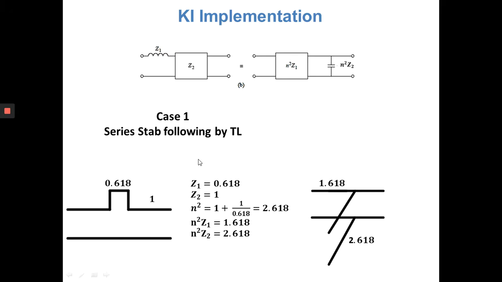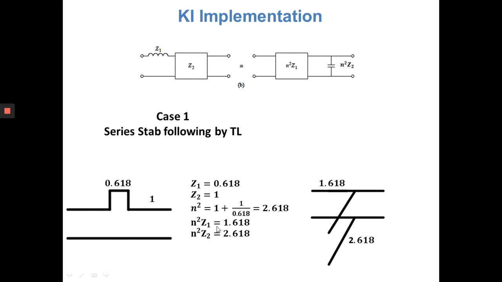Now we go to the series implementation. So we have a series here, which is from an inductor, and then we have a transmission line. As I told you before, Z1 is this one, and Z2 is this. Because of that, we have n squared is this one, and if you want to find the transmission line impedance, you need to use this one. This one multiplied by this one gives us this value.